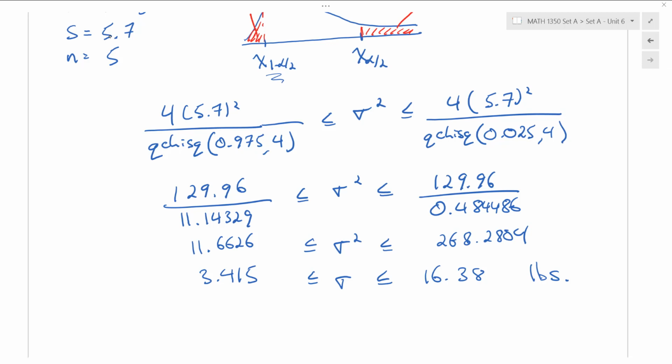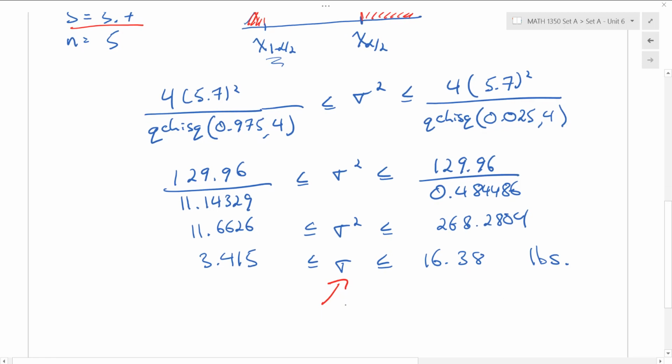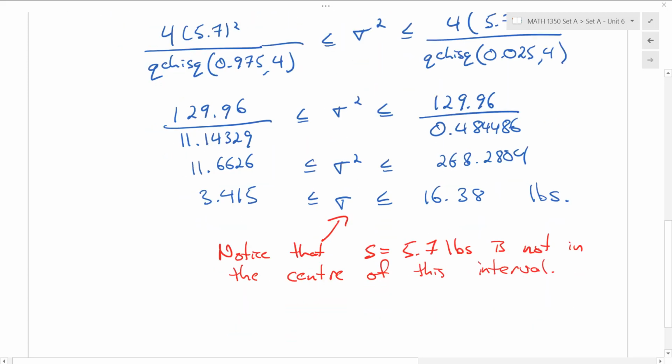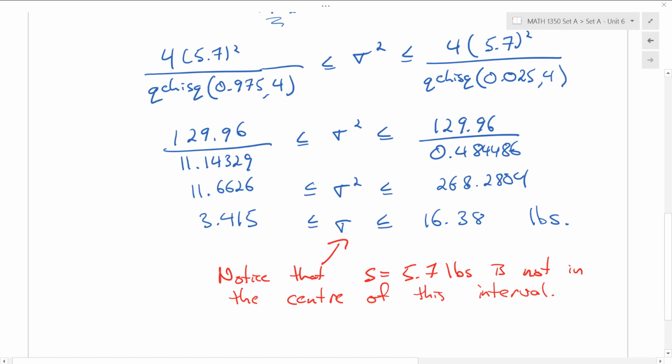Notice that it is not symmetric around s. So we started with s equals 5.7. This interval is not symmetric around 5.7. Said in another way, 5.7 is not in the center of this interval. So let's notice that. This is coming because the chi-squared distribution is not symmetric.